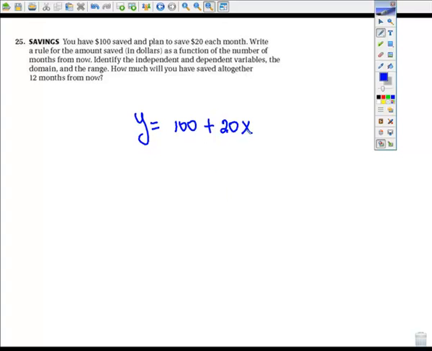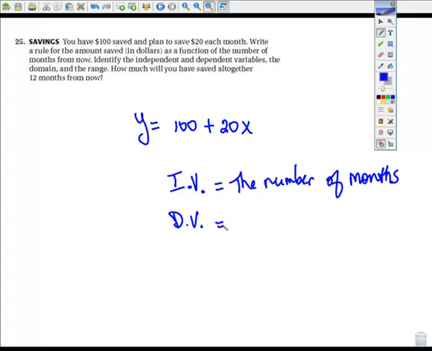So I know that x is the input, that's the independent variable. So it says identify the independent variable. The independent, we'll call it the IV, is the number of months. And the dependent variable, the DV, is the amount saved. Because it depends on how many months you are saving for.